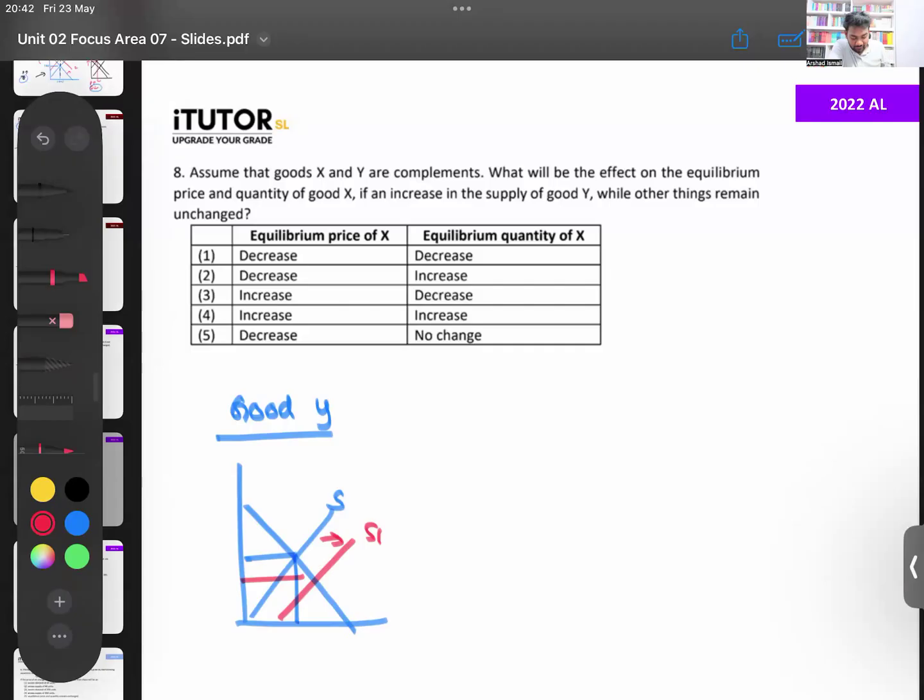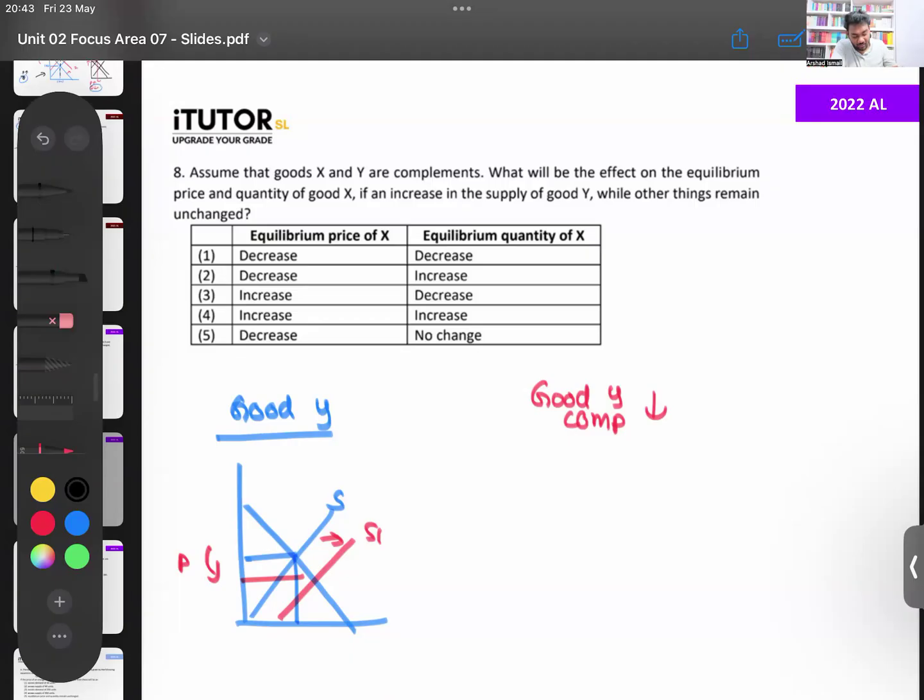When the supply of good Y increased, what will happen to the price of good Y? Price of good Y will decrease, right? So good Y is a complementary good. The price of the complementary good has come down. Something would have happened, so their supply would have increased. Maybe good Y's cost of production went down, or technology got better. Somehow, price of good Y has come down now.